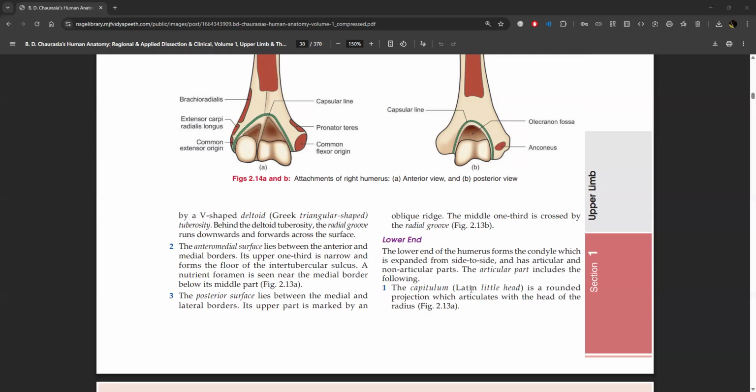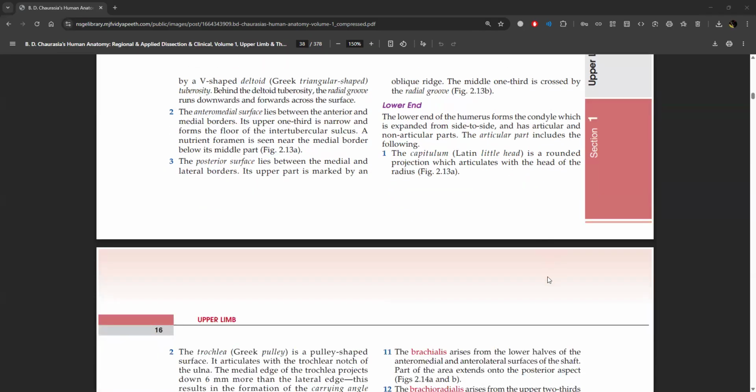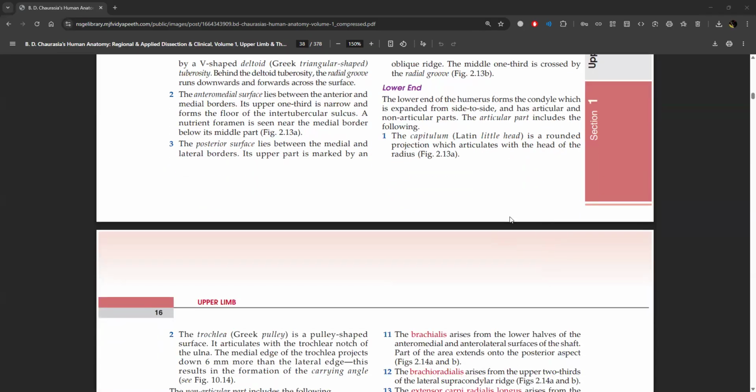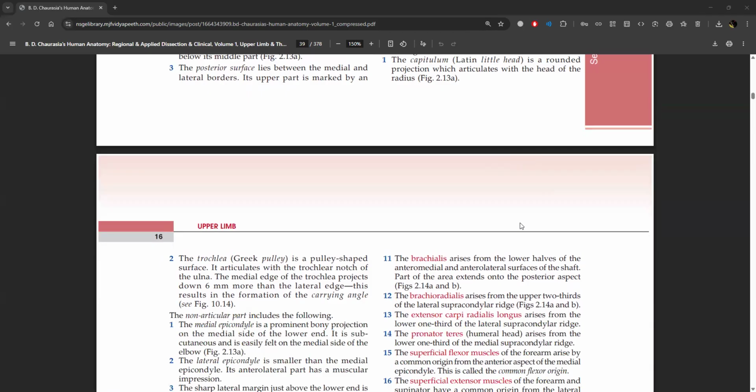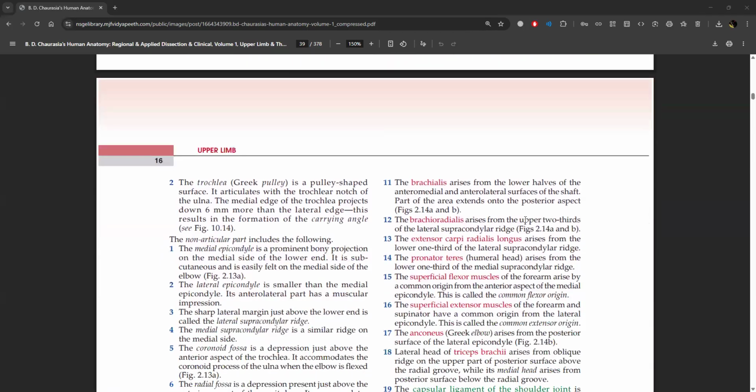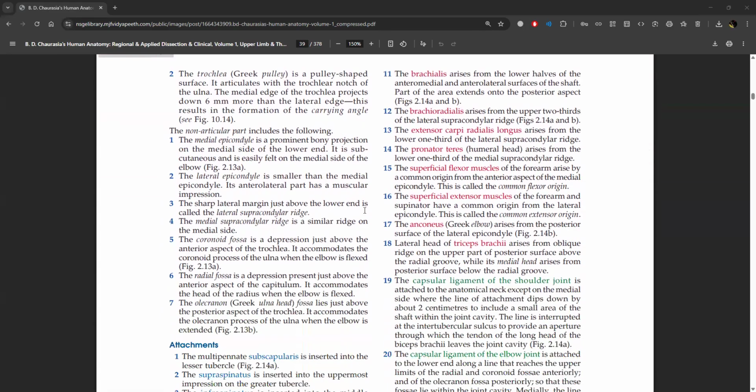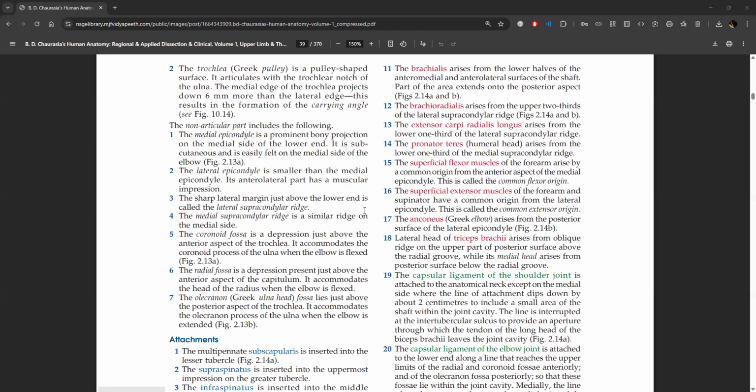Figure 2.13b. Lower end. The lower end of the humerus forms the condyle which is expanded from side to side and has articular and non-articular parts. The articular part includes the following. Number 1. The capitulum is a rounded projection which articulates with the head of the radius. Number 2. The trochlea is a pulley-shaped surface. It articulates with the trochlear notch of the ulna. The medial edge of the trochlea projects down 6 mm more than the lateral edge. This results in the formation of the carrying angle.